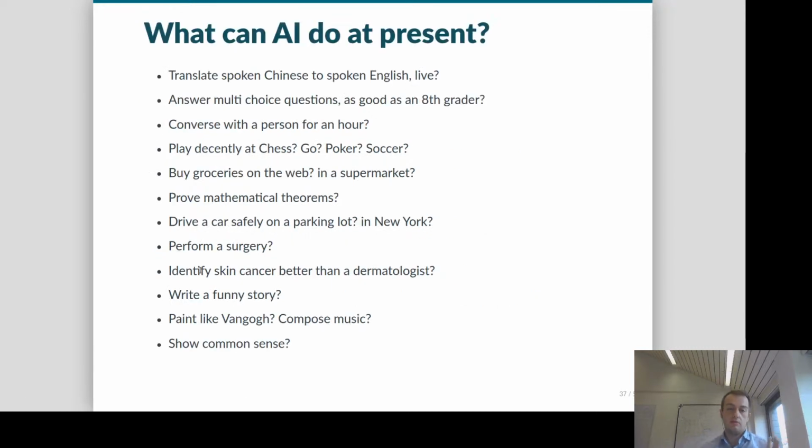So this is about it for the history. I will not go beyond that. What I would like to do now before the break is to go over this list of things, and basically what I'm asking is, what do you think artificial intelligence is able to do today? Please use the chat to answer these questions, to have some kind of interaction.